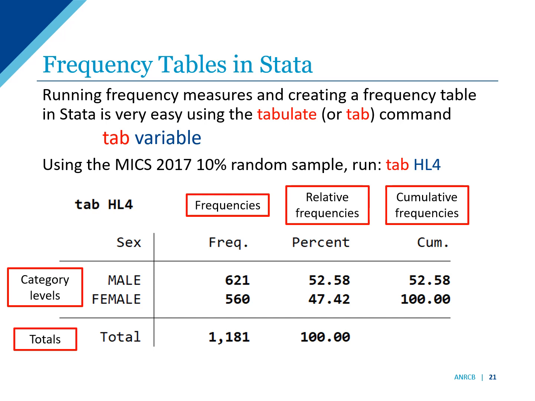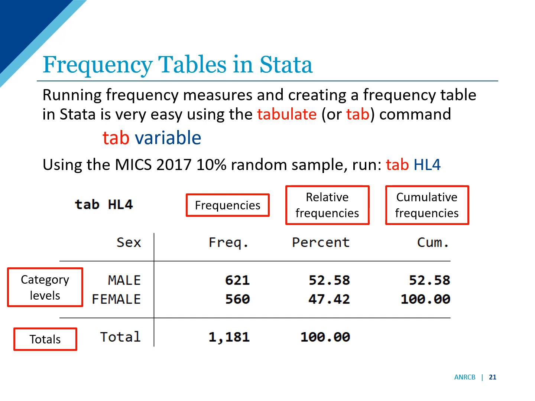Running frequency measures and creating a frequency table in Stata is very easy to do. We use the tabulate command, which can be written as tabulate or the shortened tab. We simply type tab and the variable name and run the command. Here is an example of a frequency table run on the variable HL4 in the mixed data set, which is the variable for sex. You could type the syntax in yourself or use the syntax in the do file for topic 7.3.